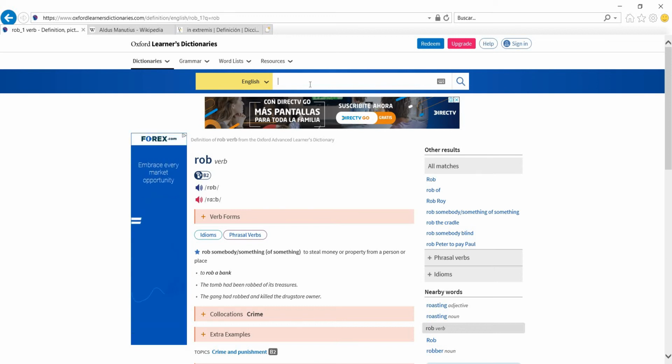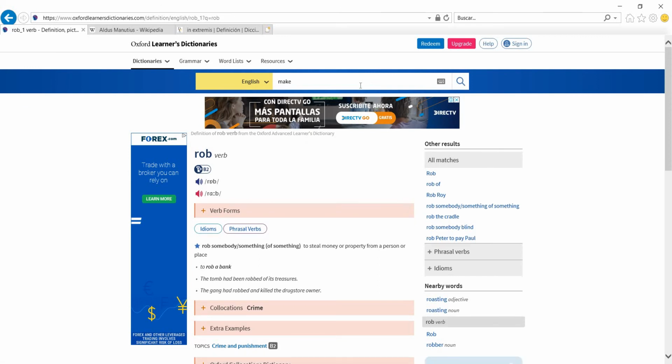Now, you may say, I was robbed of my wallet. So you may say either my wallet was stolen or I was robbed of my wallet, right? Another peculiar verb is the verb make, right? Make in the passive voice will change its pattern, right? You make someone do something, right?